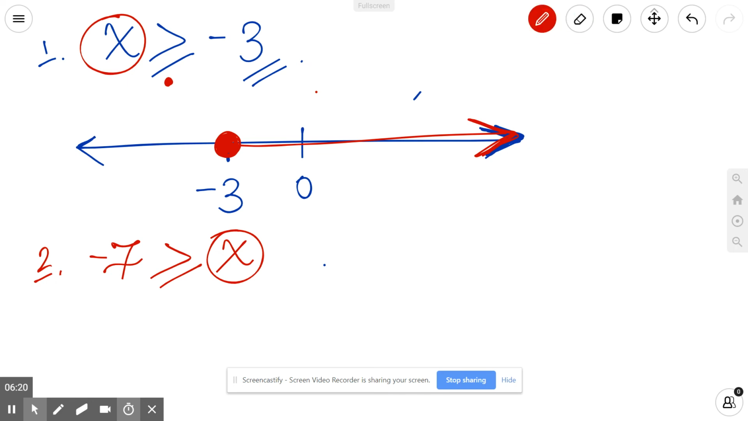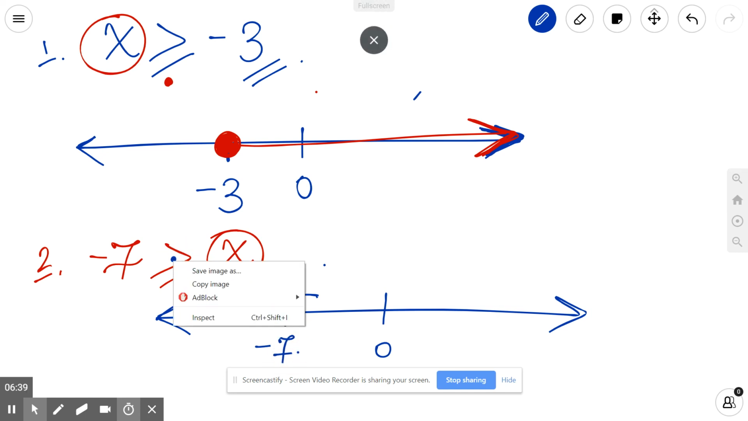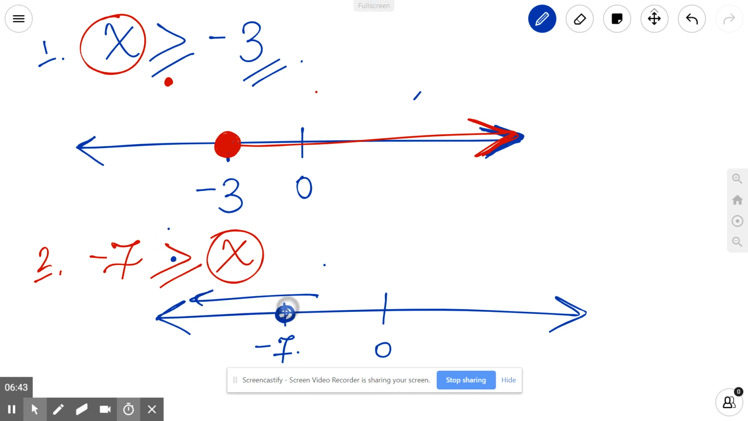So what we do is we look at our x, and basically x is becoming smaller. Smaller than which number? -7. So where are the numbers becoming smaller? The numbers are becoming smaller on the left hand side. So let us find -7. Now we need to think about the type of circle I will have. It will be a closed circle. So I'll have a closed circle at -7.